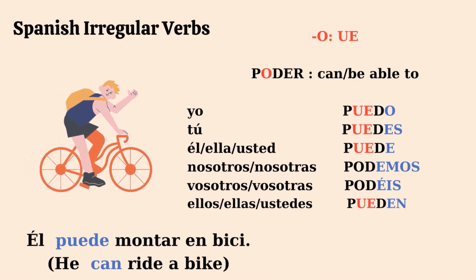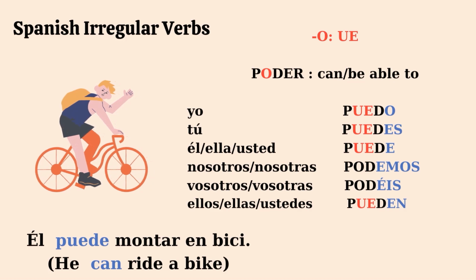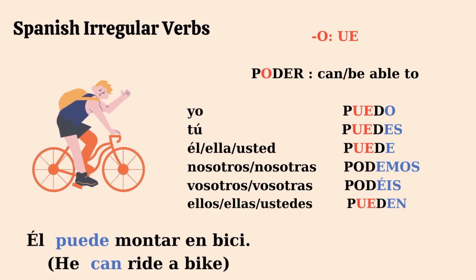The third group changes their root o sound to ue. Here we have poder. That's why the conjugation of the verb is puedo, puedes, puede, podemos, podéis, and pueden.